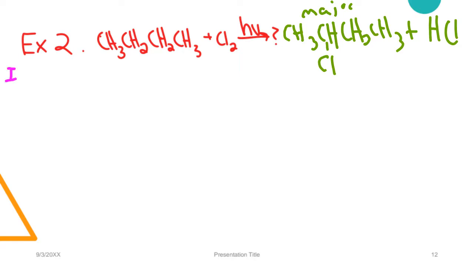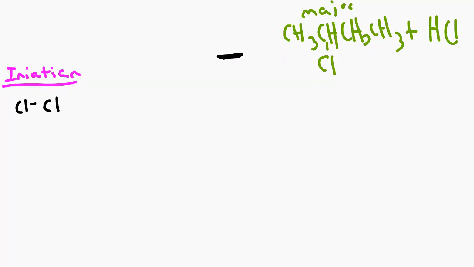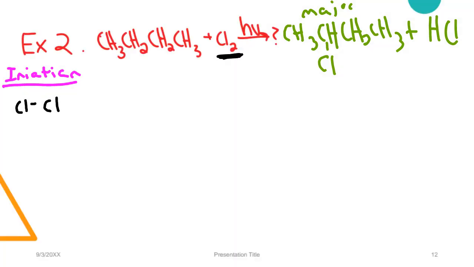Okay, so my first step is initiation. That's not how you spell initiation. That's okay. Your first step in these reactions is always going to be to break apart this halogen. So I have Cl to Cl. When I shine light or heat up, it's going to break that bond.